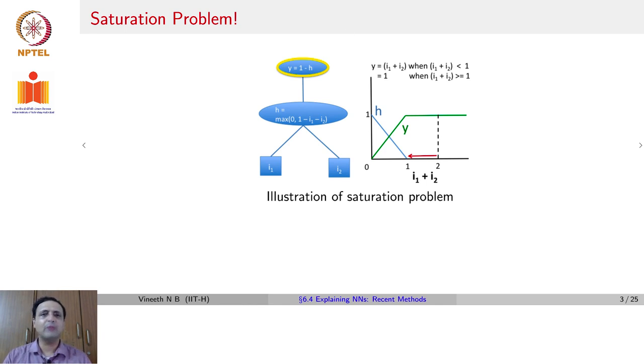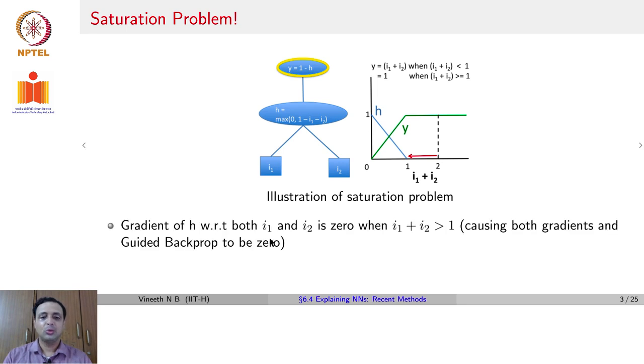This is fair. Now, why are we bringing up this example? What do we really want to see? We've already given a hint here. We're talking about something called a saturation problem. So what does that mean? We notice here that the gradient of h with respect to both I1 and I2 is 0 when I1 plus I2 is greater than 1. Which means as soon as the sum of the inputs exceeds 1, the gradient is going to become 0. So if the gradient is 0, guided backprop or any other method that you use to visualize your data gradients in the first place will also be 0. That is one part of it.